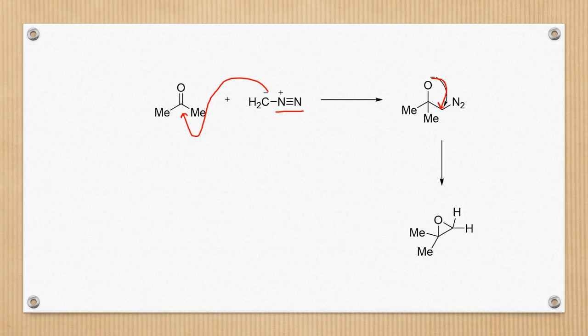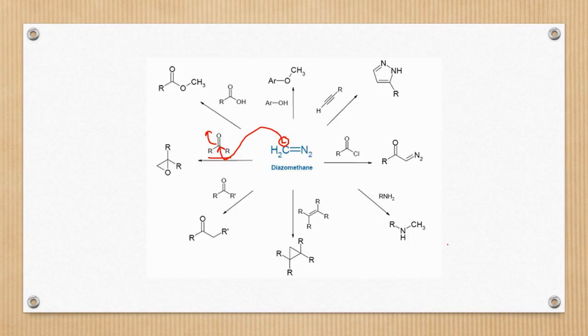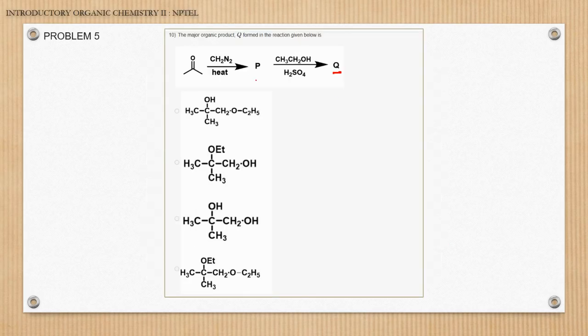The oxygen ion will attack the adjacent carbon to release the N2 gas, which is the driving force. So here the epoxide ring is getting formed. So now the first step is sorted. In P, what will be there? An epoxide ring, right? So now in the second step, you have to find the Q.